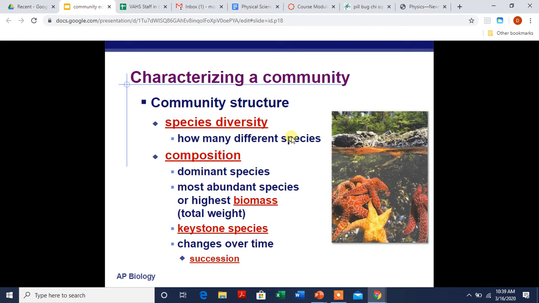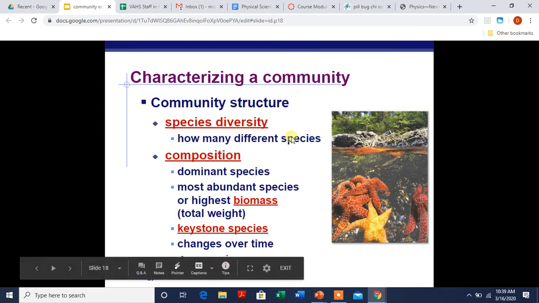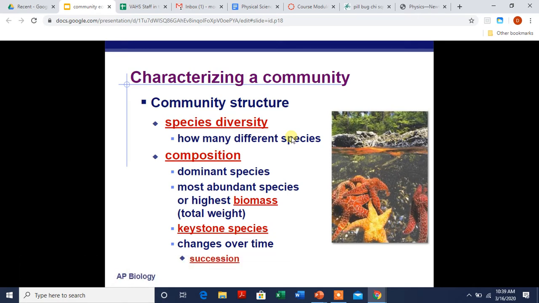The first thing we're going to look at is species diversity, or how many different species are in a community. We're going to talk about different ways to measure this and why it's important. We're also going to talk about the composition of a community, what it's made up of. So something like we'll talk about the dominant species or the species that is most abundant, has the highest total biomass. We'll look at the keystone species. This is the one that has an influence that's disproportionately great compared to the number of individuals in that community. And then we'll talk about how communities change over time or succession.